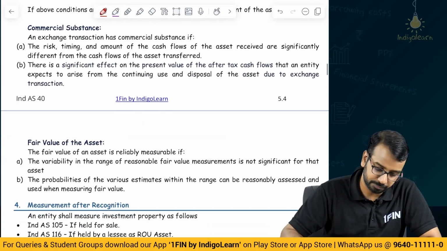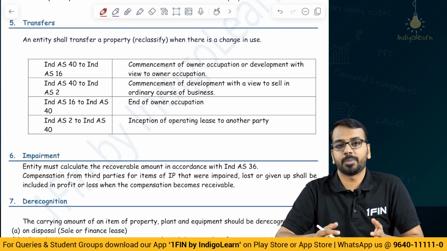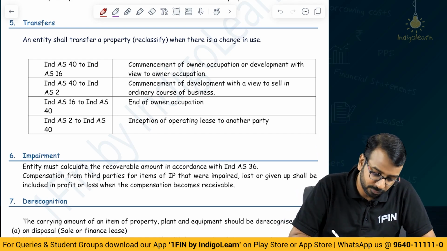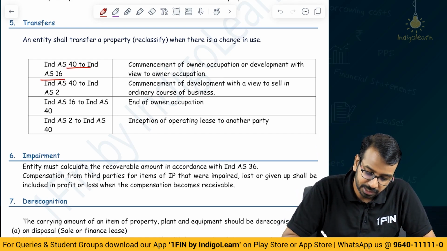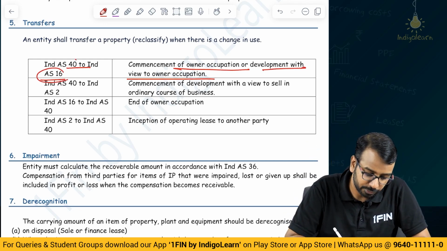If investment property is acquired on deferred credit terms, then you will take the cash price and the balance will be your finance cost. If you acquire investment property by exchange of non-monetary asset, the same principles of IndAS 16 would be applicable. Now, in some cases initially I may be holding the property for one purpose, subsequently my intention has changed. In that case, what do we do? We can move from IndAS 40 to IndAS 16 when owner occupation starts, or you have started development with a view to owner occupation. Means I want to occupy the property, then from IndAS 40 you will move it to IndAS 16.